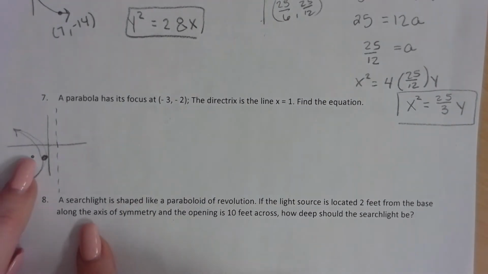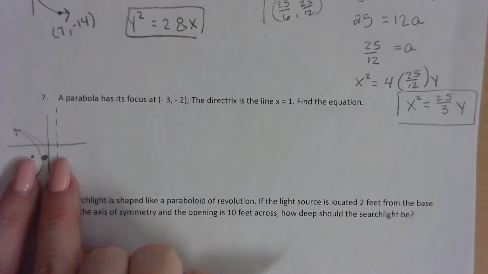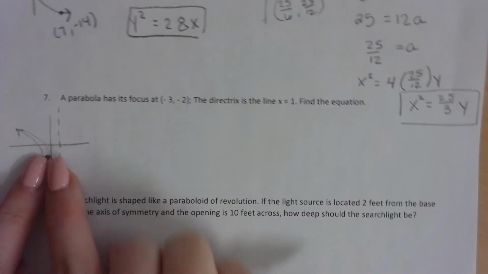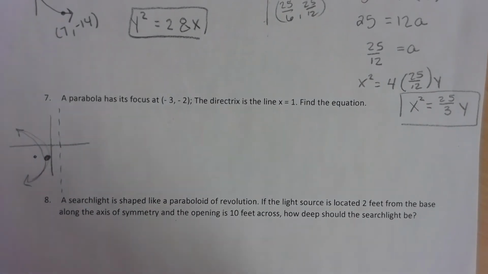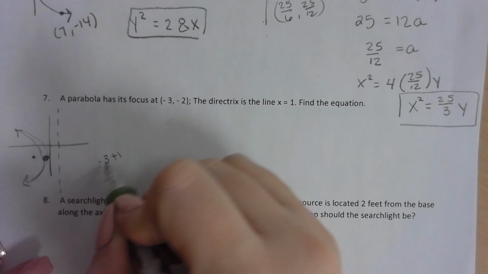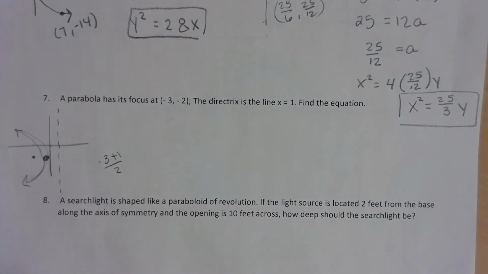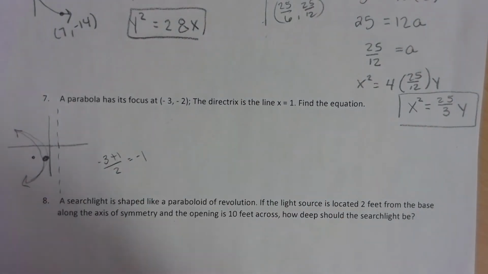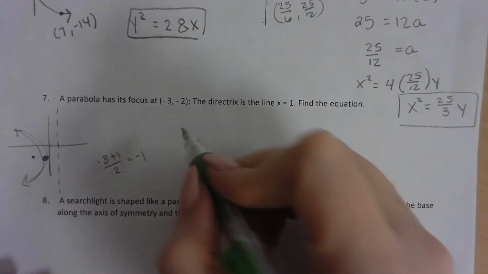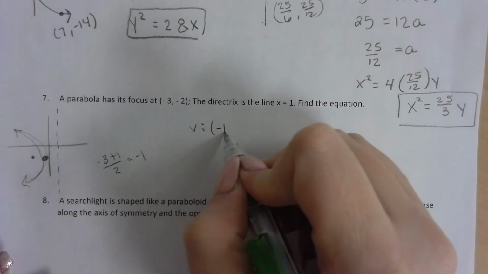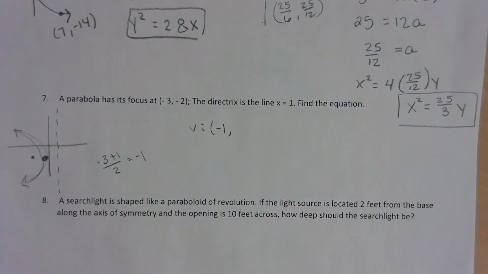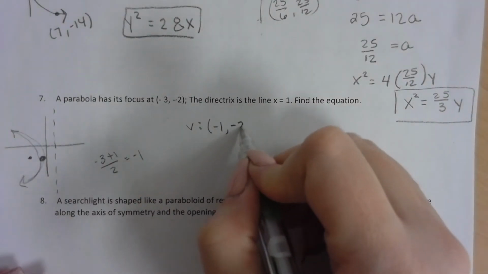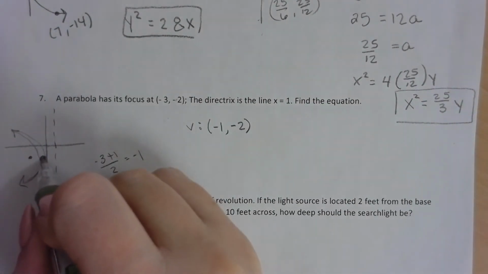Well, if this is at -3 and this is at +1, I need to know what's in the middle. So to figure out what's in the middle of those two, I could add and divide by 2. So that would give me -2 divided by 2, which would be -1. So this vertex here is going to have an x value of -1, and then it's going to have the same y value that our focus did. So it's going to be -1, -2 is this vertex.